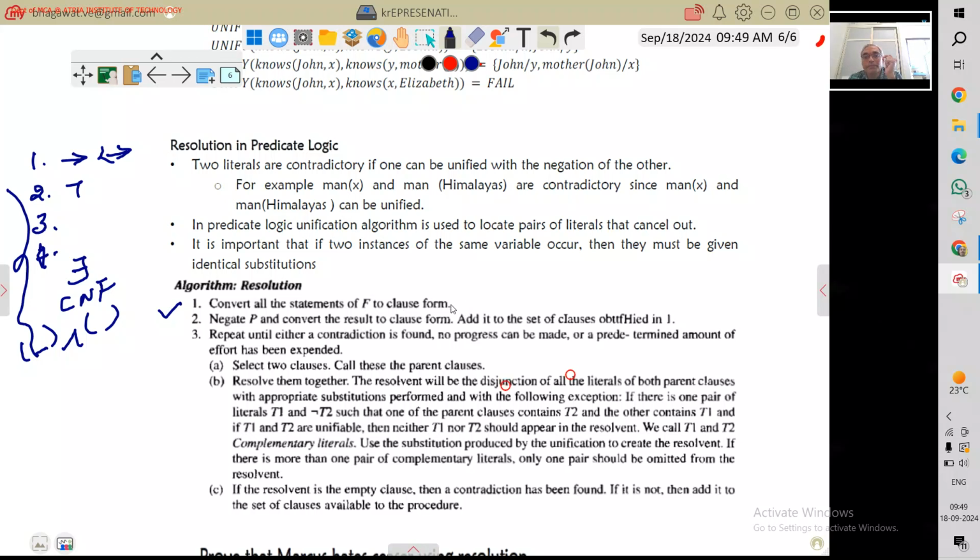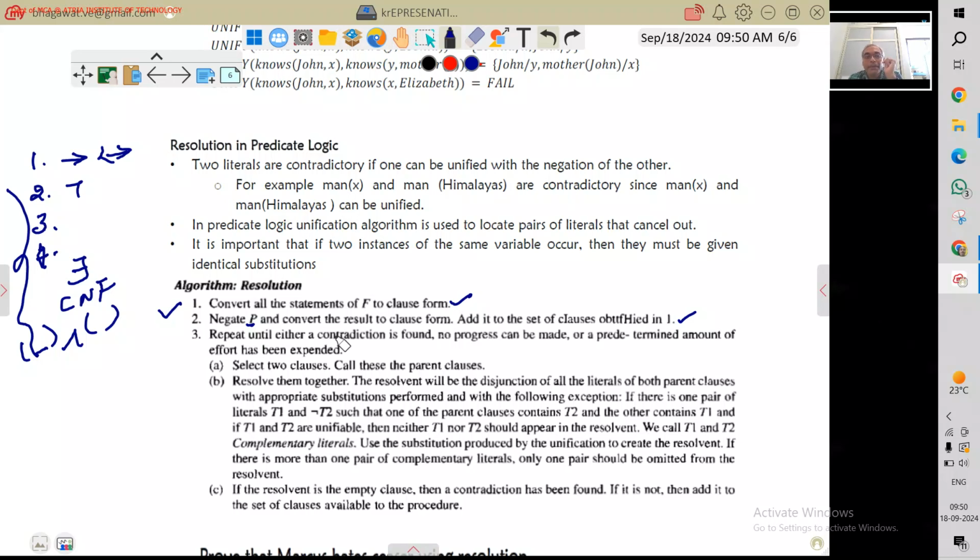So that is your first step which you are going to do. Once you have done this step, the next is what you want to prove. You want to prove P, so negate that P, convert that result also into the clause form, and add it into the set of all the clauses, that means your knowledge. The same steps you have seen in the algorithm for propositional logic, the resolution algorithm, holds good for our predicate calculus also.